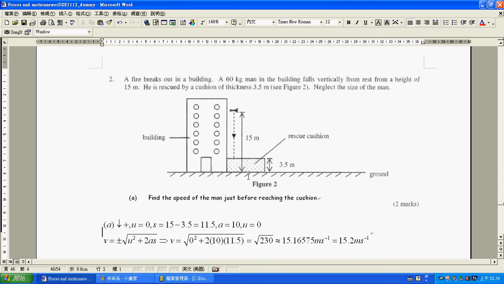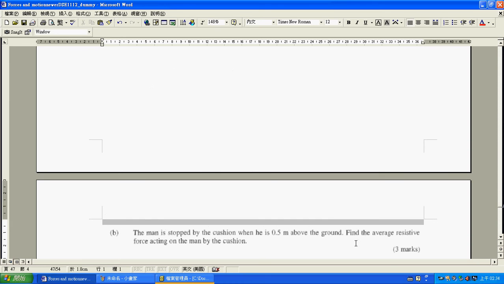So we take downward positive. U is 0, S is 15 minus 3.5, which is 11.5, and the acceleration is 10, and we get V equals the square root of u squared plus 2as, and put in the numbers, we get root 230. So that's about 15.2 meters per second.